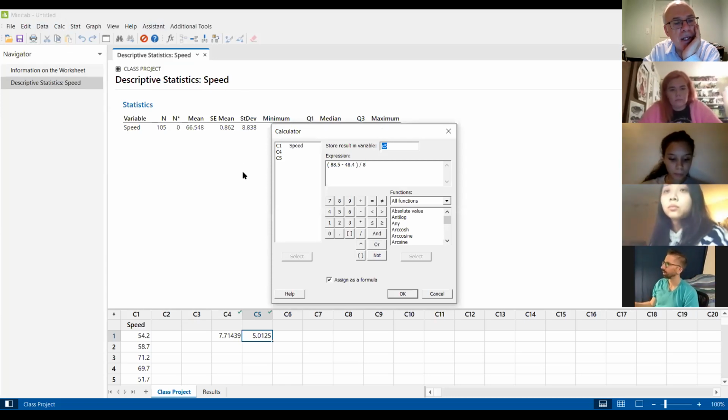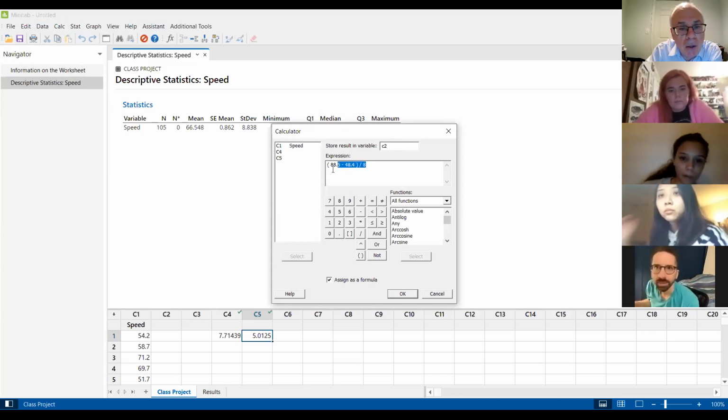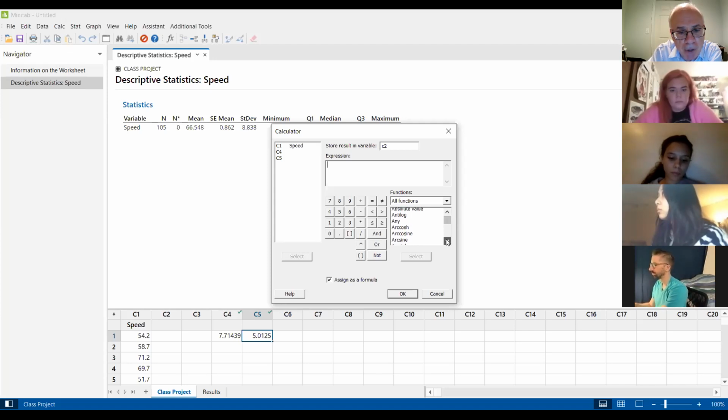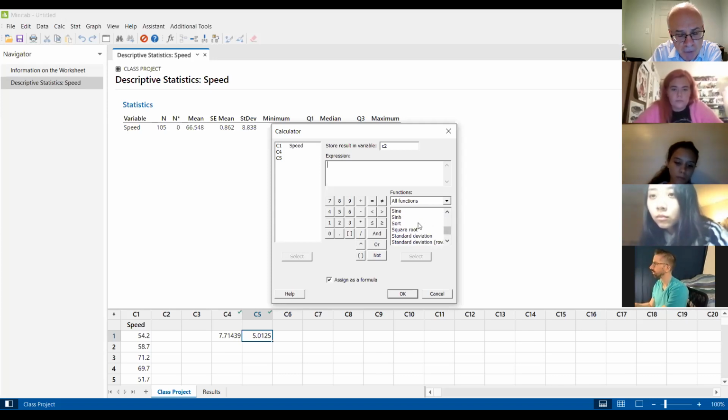And I'm going to put the ordered data set in C2. I'll get rid of this expression. And then under functions, I'm going to look for the word sort. And there it is. See it? Sort. Now there might be ascending sort. I don't know if they have it. No, they don't. I think the only sort they have here is ascending. It's just sort. All right. I don't think they have a descending sort, but that's okay. I don't think I ever use that anymore.